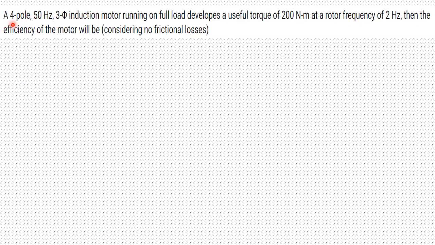The problem is: a 4-pole, 50 Hz, 3-phase induction machine or motor is running at full load and develops a useful torque of 200 Newton meter, and the rotor frequency is 2 Hz. We are asked to find the efficiency of the motor, neglecting the frictional losses. So how can we proceed with this problem?